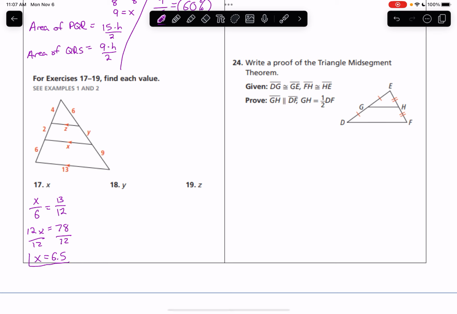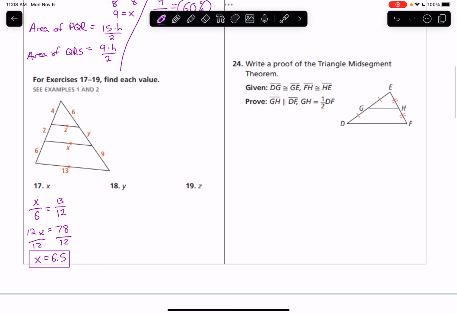There you go. For 18 to find y, again, I'm trying to use pieces of this triangle that I already know and use the side splitter theorem. So y is corresponding to 2. And I also know that there's lots of other correspondence here. I could use this 4 and this 6 as well as this 2 and this y. That's one way I could do it. I could use this 6 and this 9 as well as the 2 and the y.